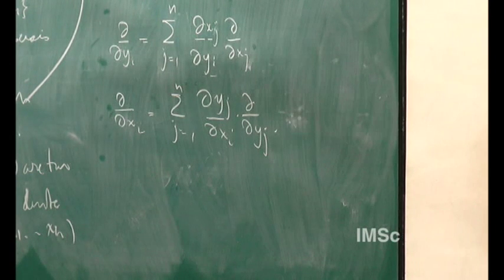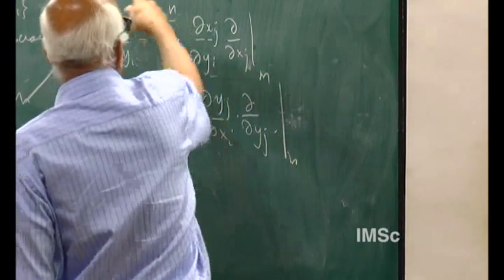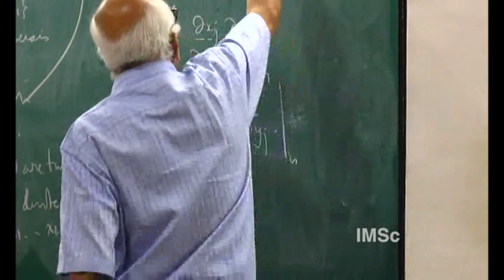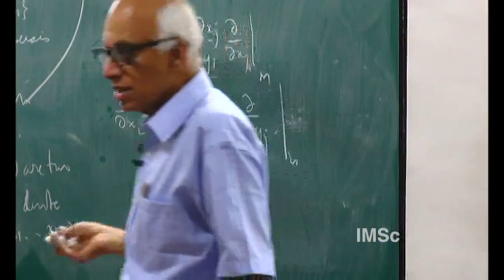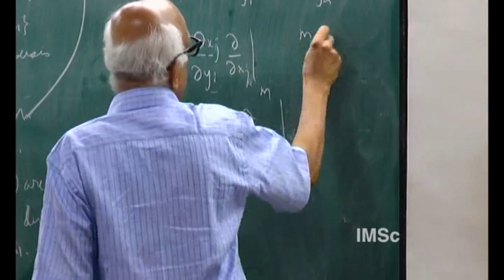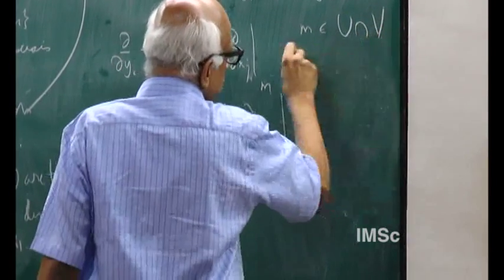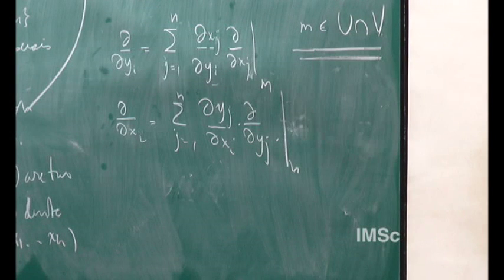At m always. When I say this gets a basis of Tm, that means at m, and m is in U intersection V. It's only the common point. These both will function as coordinates, and you can write d by dxi only at the common points.